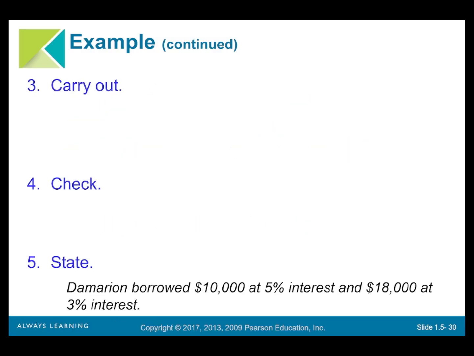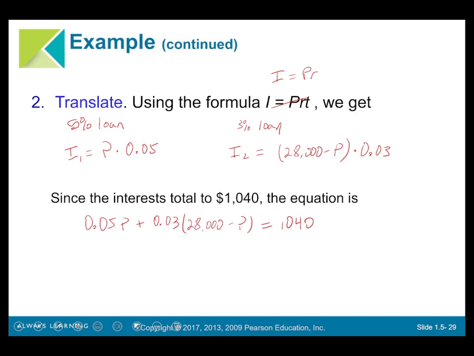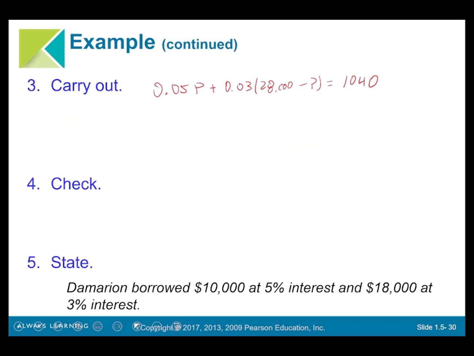So from there, we carry it out. That was 0.05 P plus 0.03 times 28,000 minus P equals 1,040. Let me just check I didn't miss anything from the previous slide. No, that's perfect. Okay, let's carry this out. So it's 0.05 P plus 0.03 times 28,000. That seems to be 840. And then minus 0.03 P.